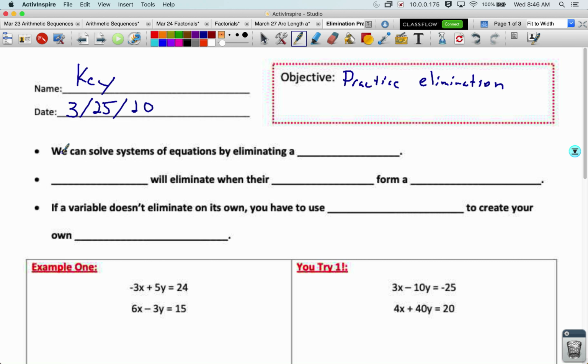We can solve systems of equations by eliminating a what? By eliminating a variable. Two terms will eliminate when their coefficients form a zero pair.